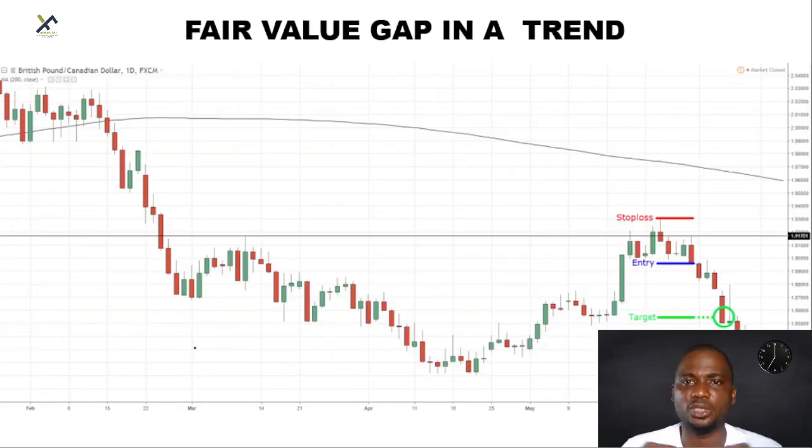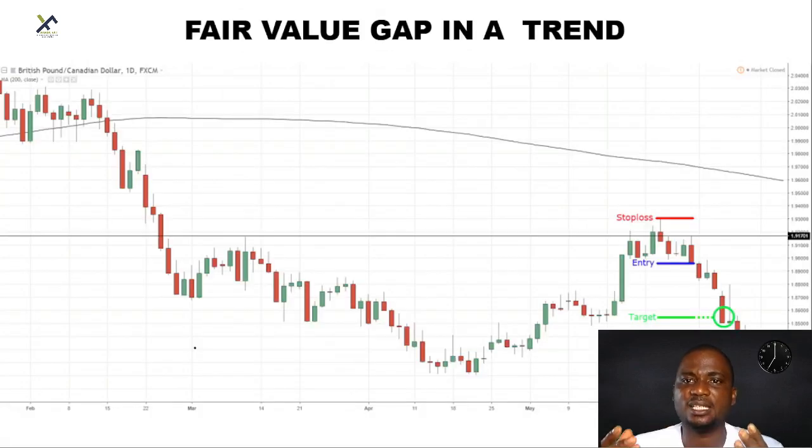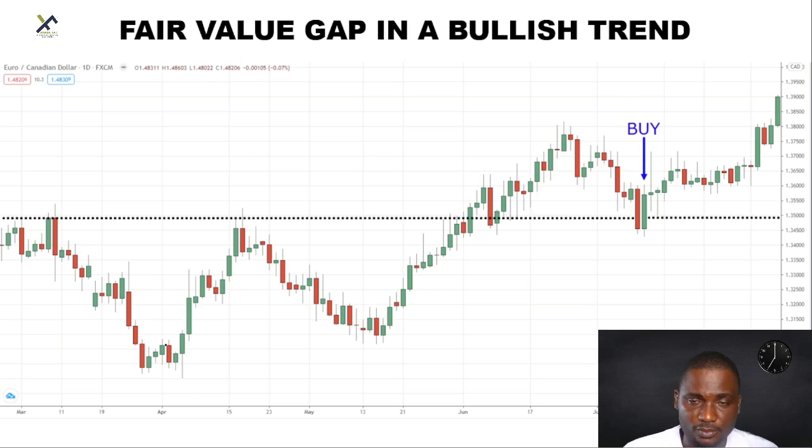Now, let's go to the final subtopic, how to use a fair value gap strategy in our trading. Now, let's go to the chart and see that properly. Now, look at the chart that we have here. A fair value gap occurred here.